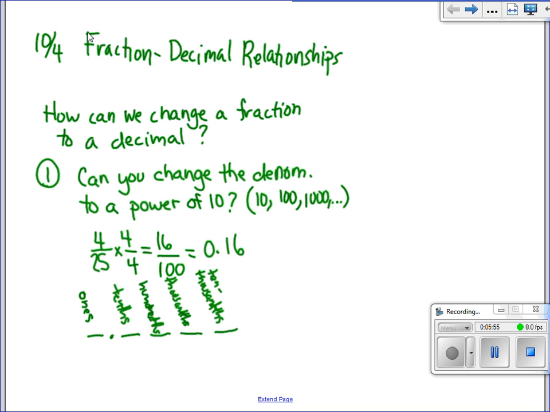All right, let's move on. The other way Mary mentioned. All right. The second way you can change a fraction to a decimal is to divide.